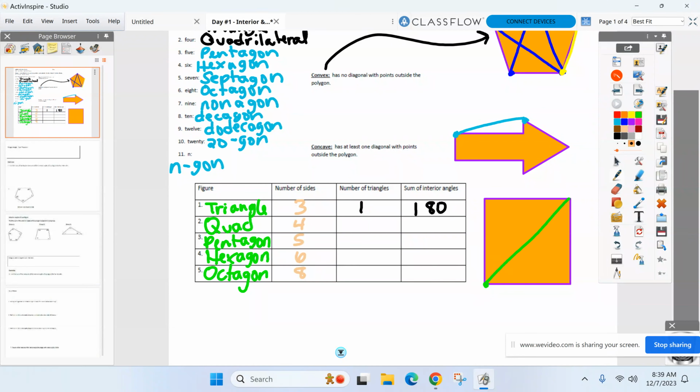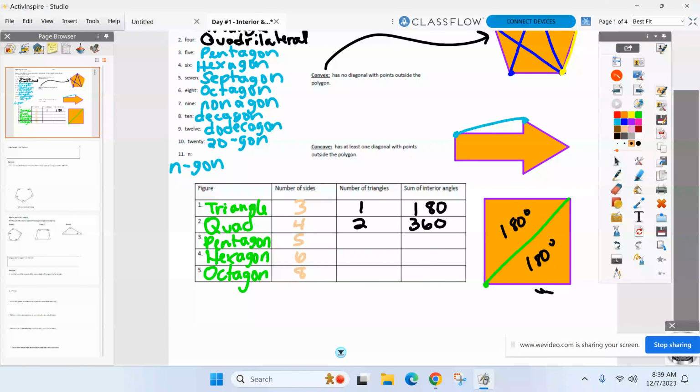How many triangles did it form? Okay, so now I put a 2 here. And you guys already know, in each of these 2 triangles, how many degrees are there? So I have 180 degrees in this triangle, 180 in this one, for a total of? Okay, there you go. There's 360 degrees in a quadrilateral.